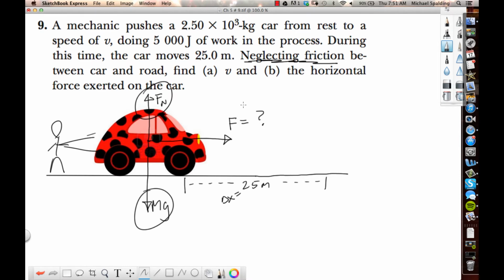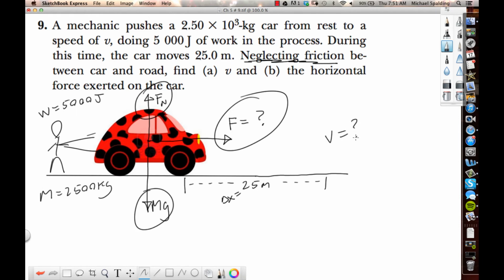Okay, but we do know that the work done by the mechanic, the guy does 5,000 joules of work in pushing the car. So that's the work done by this force right here. Does that make sense? So we know the work, but we don't know the force. We know the mass of the car. The mass of the car is 2,500 kilograms. And then what we're asked to find is the velocity of the car over here. And we know that the car starts from rest. It says here that the car starts from rest.